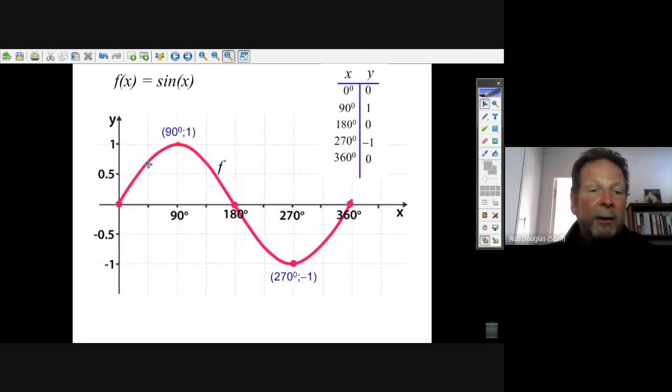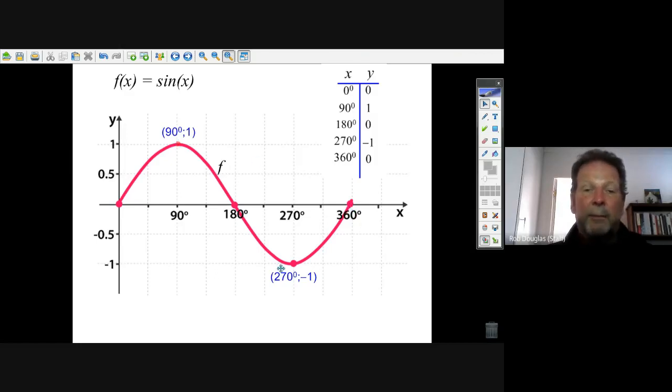You can see it on the graph. If I go to exactly 30 degrees, break 90 into thirds, so that'd be right about there, that goes up to 0.5. You see, the sine is 1/2. The sine of 90 is 1. 180 is 0. The sine of 270 is minus 1. And the sine of 360 is 0.